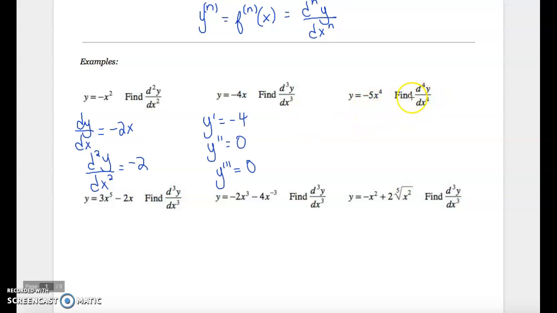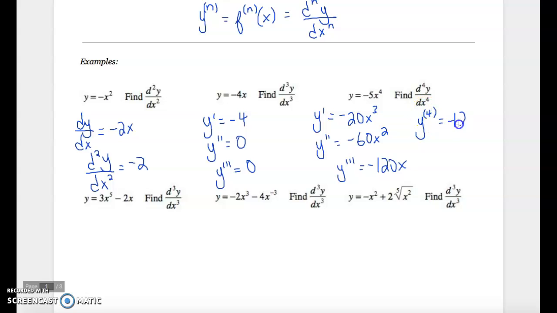So if we look at this one, let's find the fourth derivative of this. So y prime would be negative 20x to the third. Y double prime, the second derivative, would be negative 60x squared. The third derivative would be negative 120x. And then our fourth derivative would be just negative 120. So you see how the x's just kept whittling down until you ended up with no x's, and now our derivatives from here on out will all be 0.